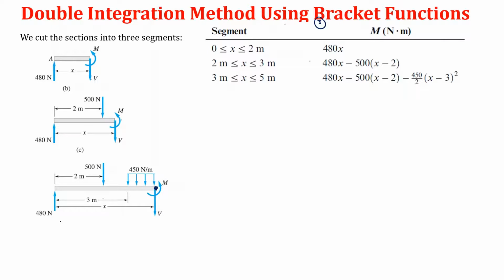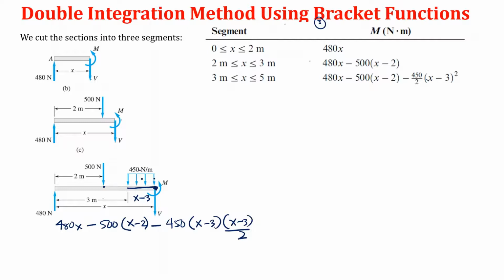Look at this. 480x minus 500 times the moment arm about the cut, x minus 2, minus the 450. What is its length here? x minus 3. That is the total load already. Its centroid toward the cut is x minus 3 over 2. So that's it. Okay? We just combine them.